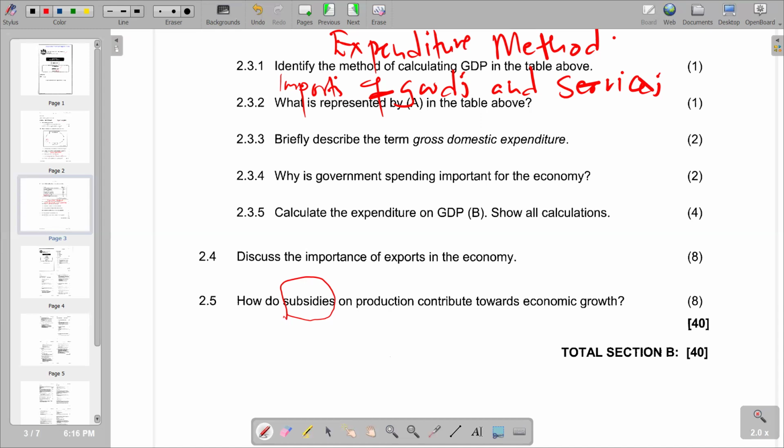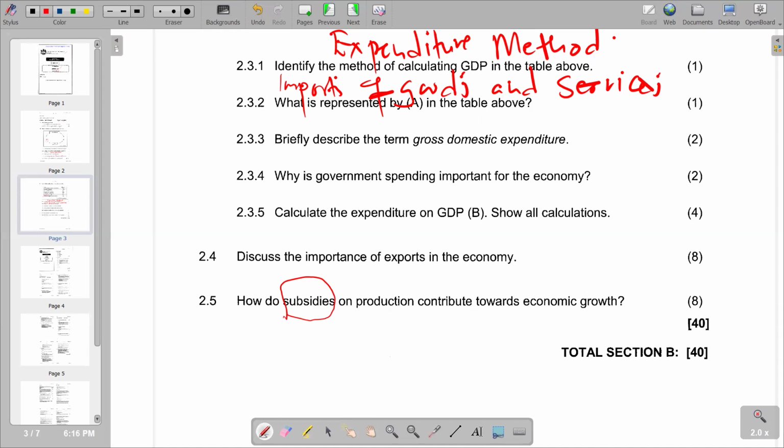So the question is saying how do subsidies on production contribute towards economic growth? Obviously, those firms that are facing high cost of production, if they are given funds and then they face lower cost of production, they are going to be left with more revenue. And then obviously they reinvest that revenue to expand their production capacities. So they produce more.